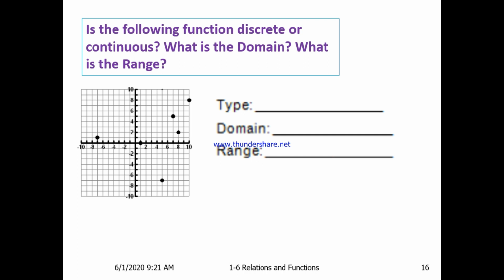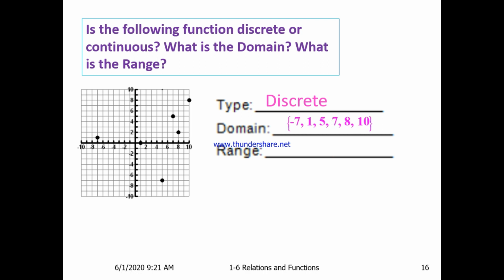For example, here, what kind of graph is this? So, is the following function discrete or continuous? What is the domain and what is the range? So we have here 1, 2, 3, 4, 5, 6. So these are functions, right? Because in each coordinate, we only have one x value here. So this is an example of a discrete function.